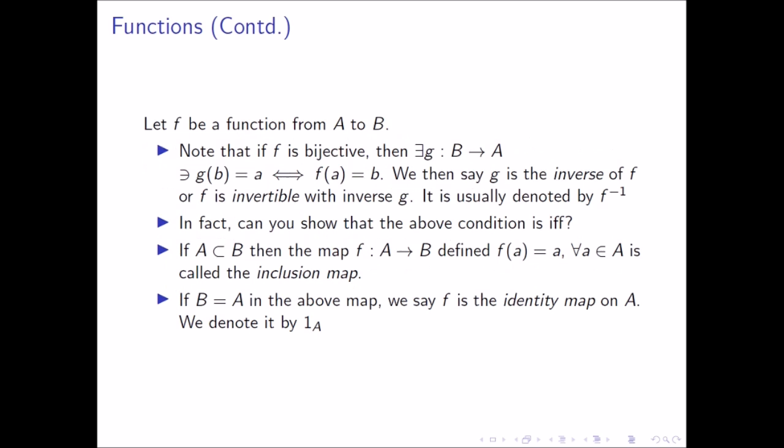Now let's continue a bit more about functions. Note that if F is bijective, then you can actually find a function G from B to A such that G(b) equals a if and only if F(a) equals b. This is a very interesting fact. Basically, you have found an inverse of F, and we can say that F is invertible with inverse G.